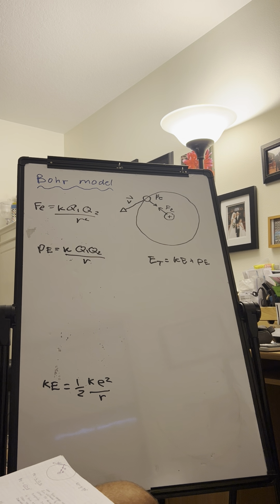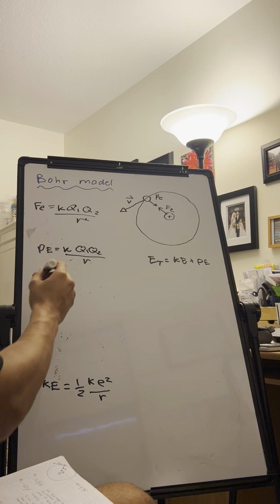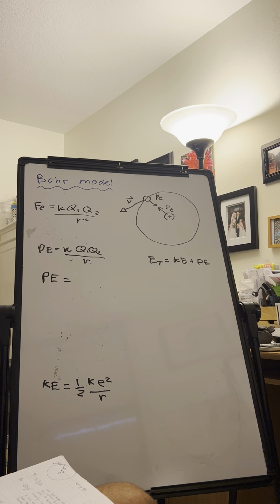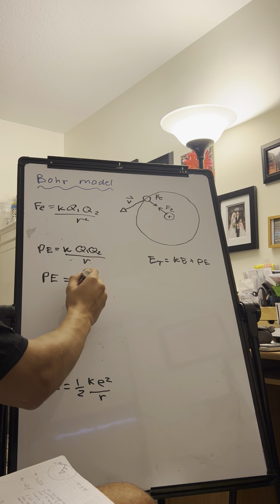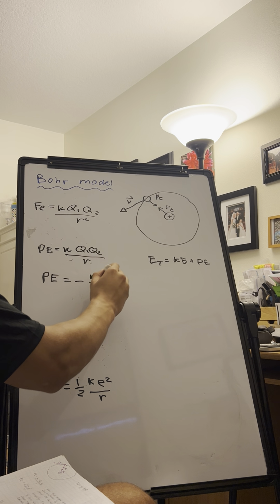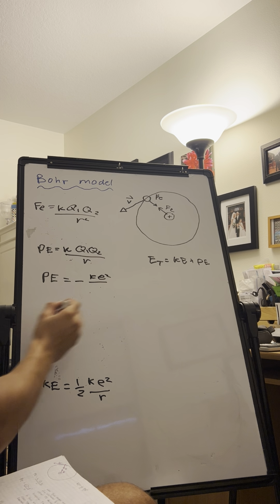Okay, so first let's start by simplifying again. So the potential energy is equal to negative k e squared over r.